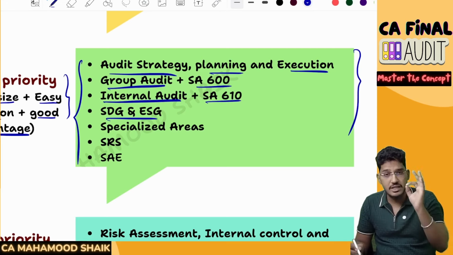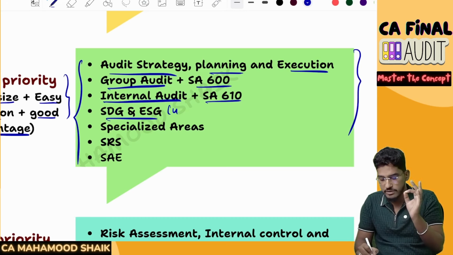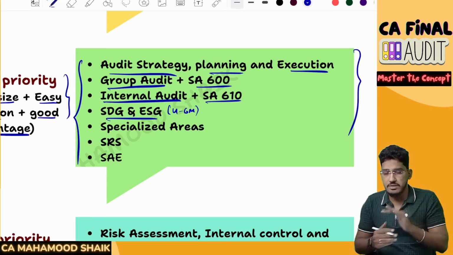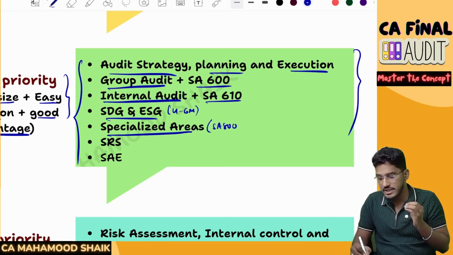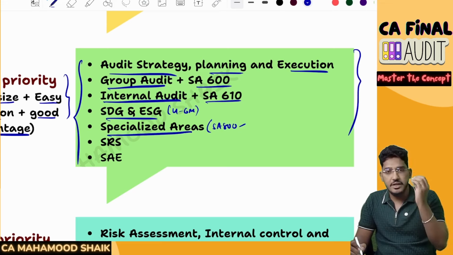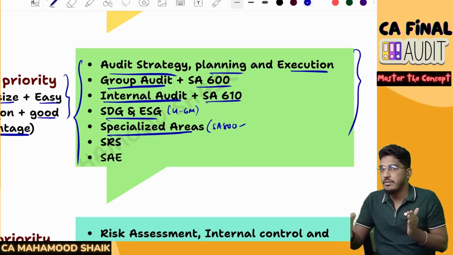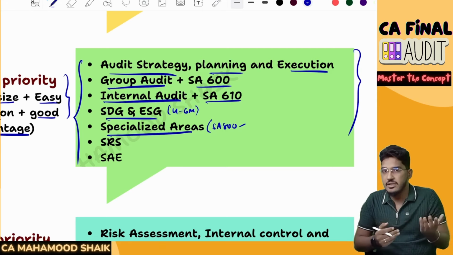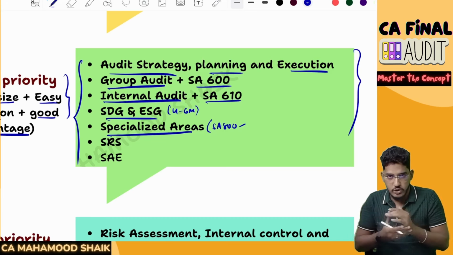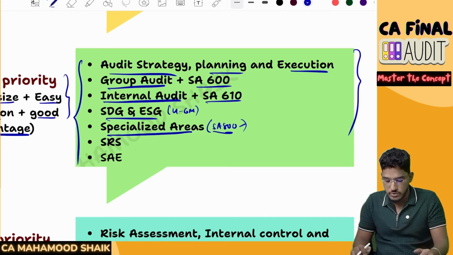Then we have SDG and ESG, the last chapter, a small chapter, compulsorily 4 to 6 marks from this. It will not take much time. Then we have specialized areas, the SA 800 series, 3 standards: SA 800, 805 and 810. Why I kept it under this category is that these standards have undergone amendments recently in the reporting area, so I'm expecting many questions from the specialized areas as well. So cover the SA 800 series, specialized areas, also.